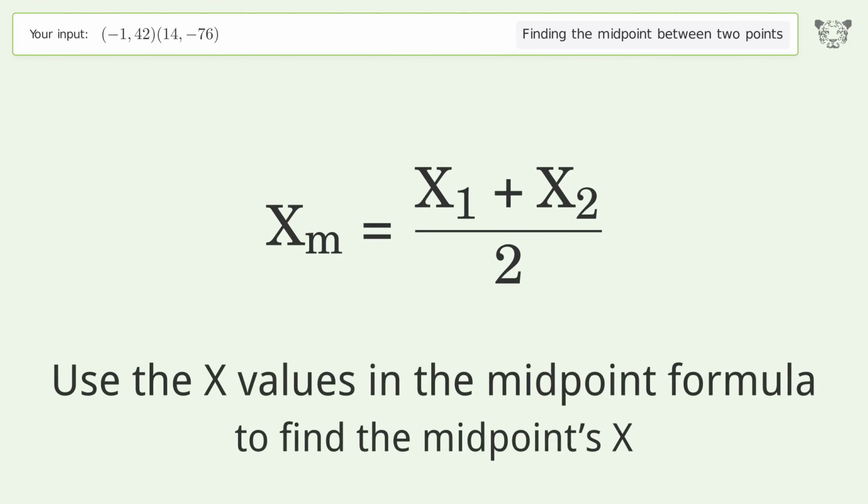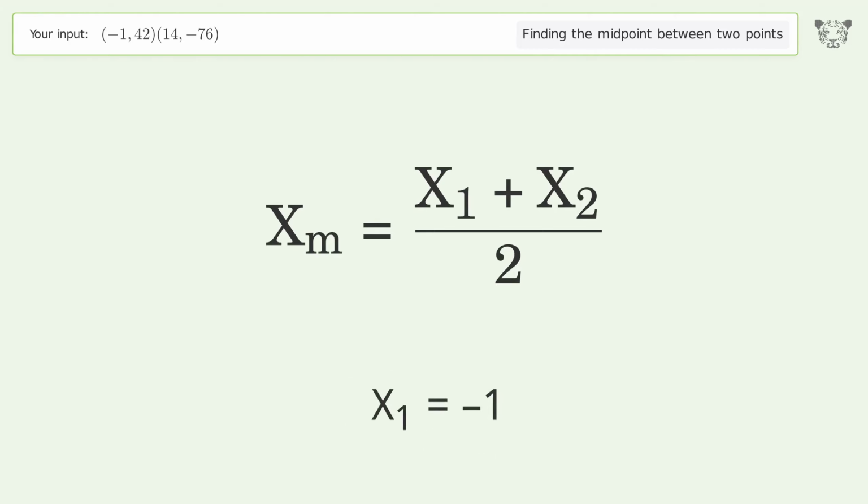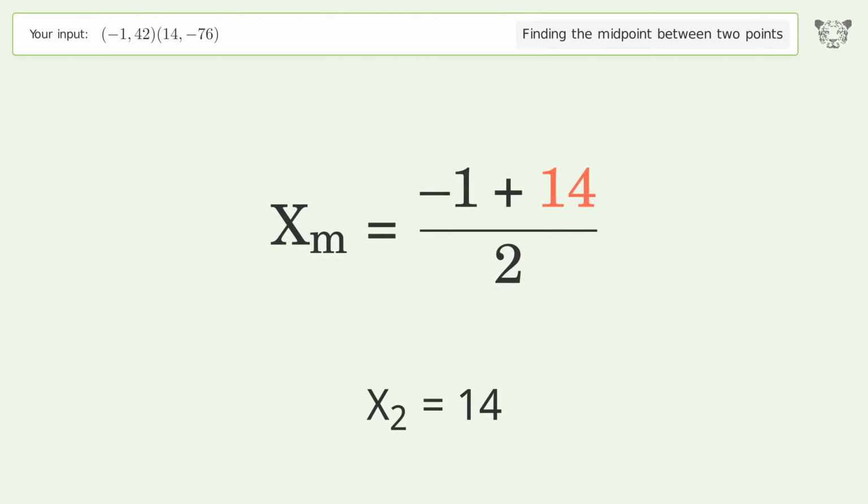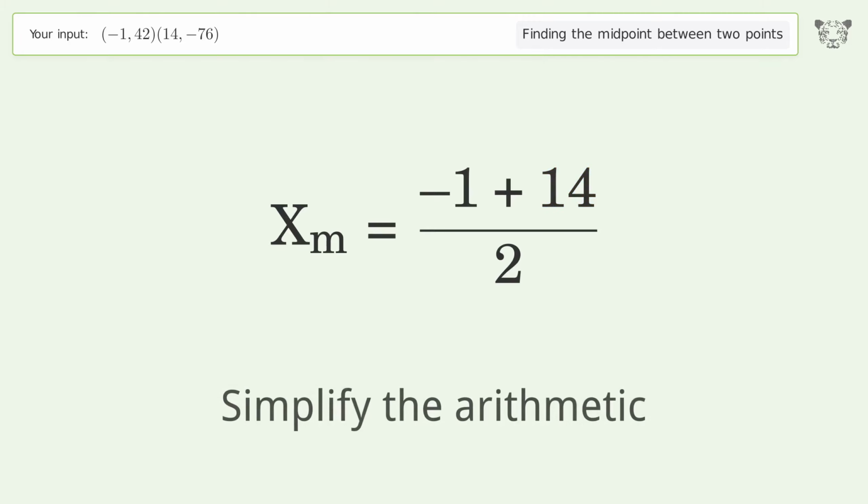Use the x values in the midpoint formula to find the midpoints x. x1 equals -1. x2 equals 14. Simplify the arithmetic.